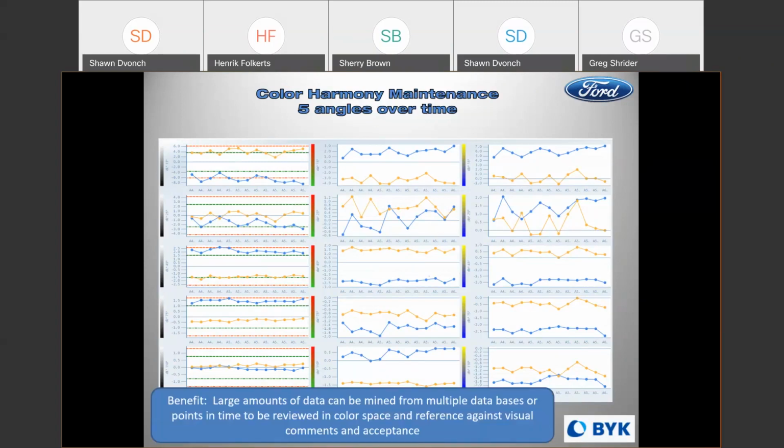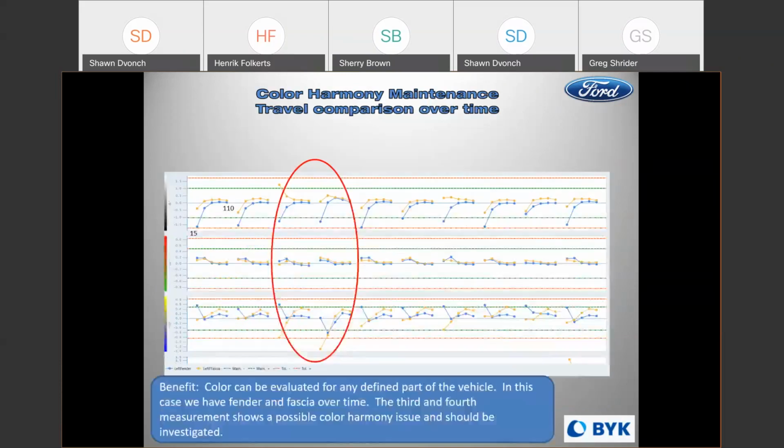And one of the keys there is large amounts of data can be mined from multiple databases of points in time. They can be viewed in color space and referenced against visual comments and acceptance. So this can kind of reinforce maybe our weekly yard audits or bi-weekly yard audits that we look at color outside, as well as taking data in our control plans. Here's an example of looking at 5 angles of travel data over time, particularly with a fender and a fascia.